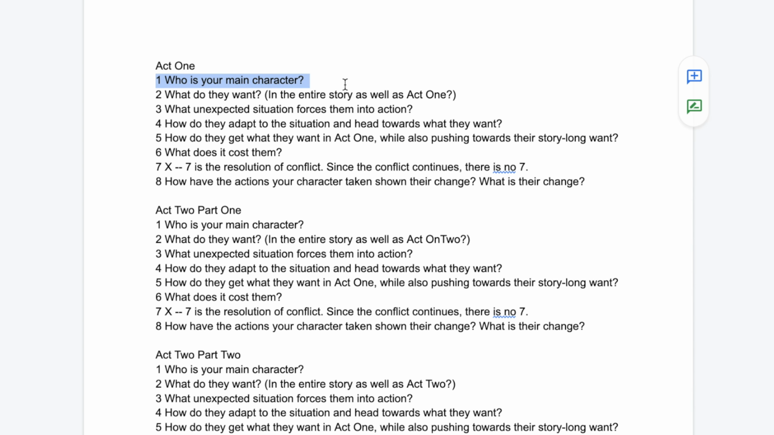So 1 is your character. So you just ask yourself, who is your main character? Then 2, what do they want, right? And the entire story as well as act 1, because they're going to have some sort of larger goal, but at the same time, they're also going to have a want specific to act 1. They're going to be going somewhere specifically in Act 1.